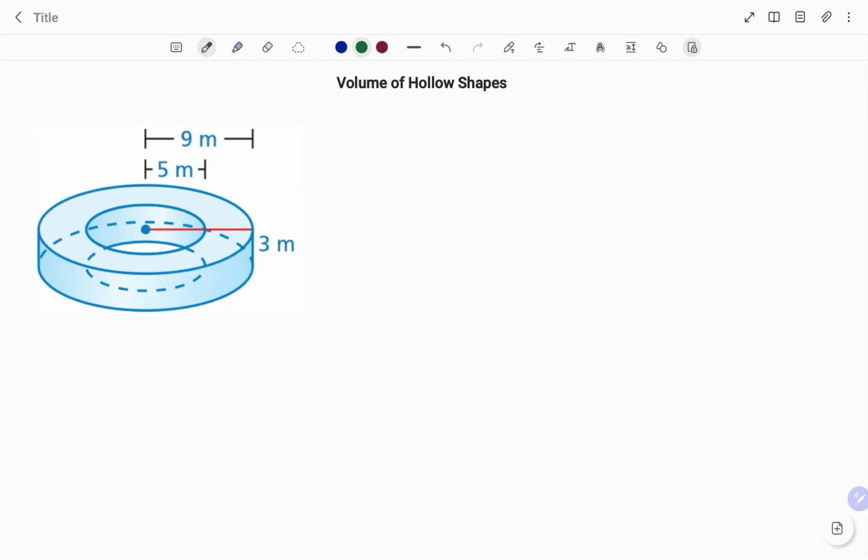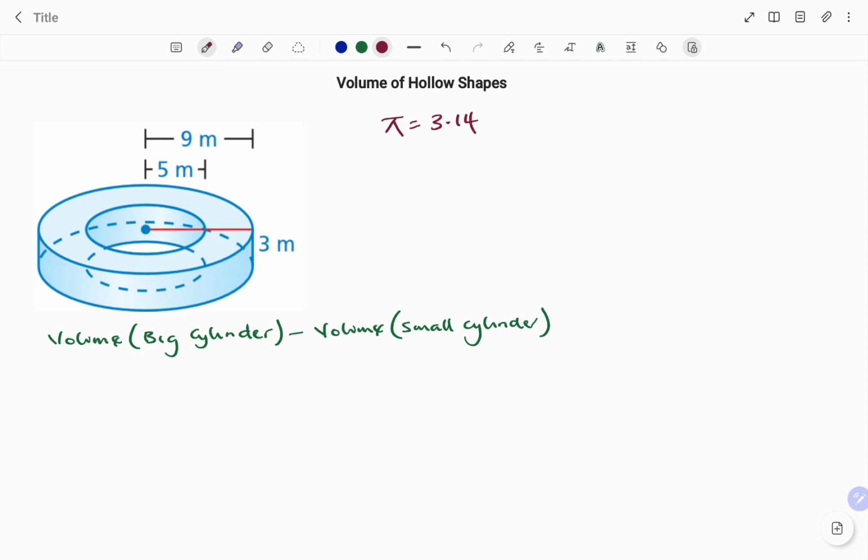In the second example, we have to find the volume of the hollow cylinder. By doing that, we have the volume of the bigger cylinder, so I have the volume of the big cylinder minus the volume of the small cylinder. Like I mentioned earlier, pi will be 3.14. So the formula for finding the volume of a cylinder is pi r squared height.